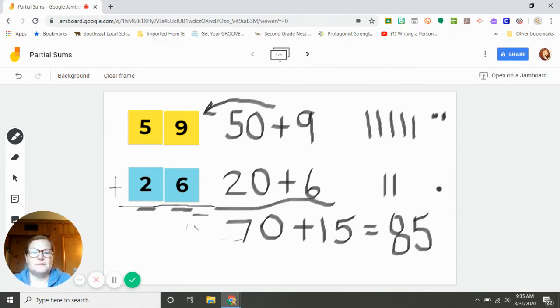But that's what partial sums is: being able to take the value of those digits, expand them, and then add them. As you continue to practice this, you'll start doing it more mentally, which is kind of what I do. Like when I'm in the grocery store and I'm trying to figure things out, I do partial sums, but I can do it mentally because I practiced it so much. So hopefully that's where you get to.